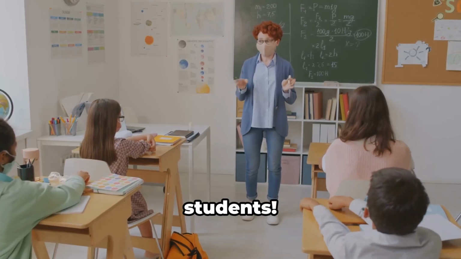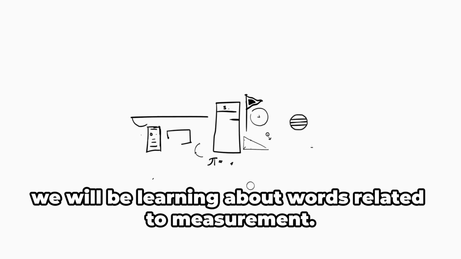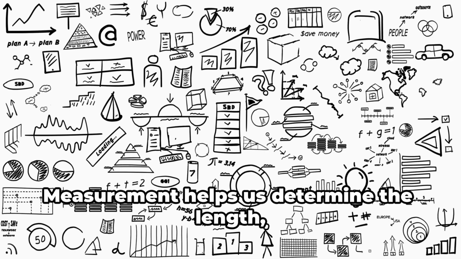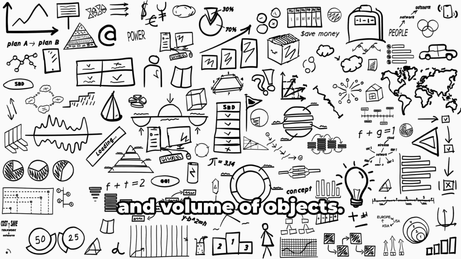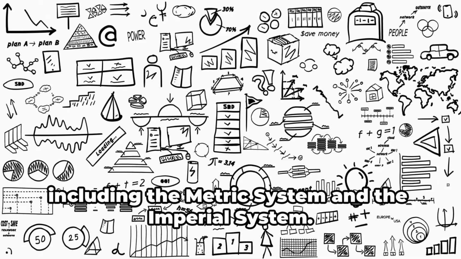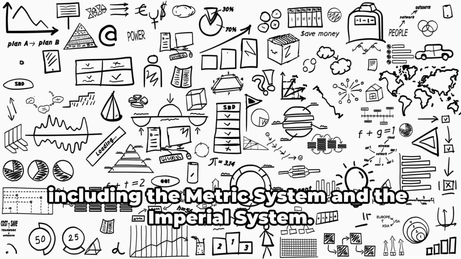Hello, students. Today we will be learning about words related to measurement. Measurement helps us determine the length, weight, and volume of objects. We use different systems of measurement around the world, including the metric system and the imperial system.